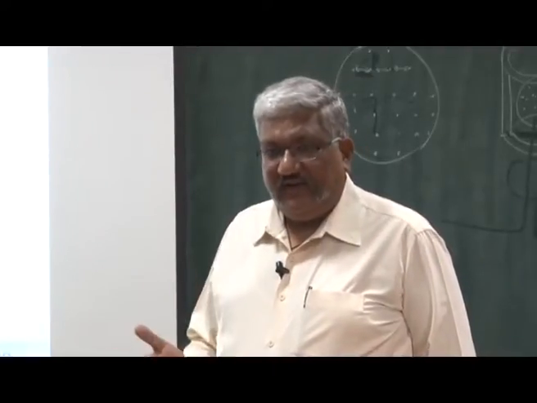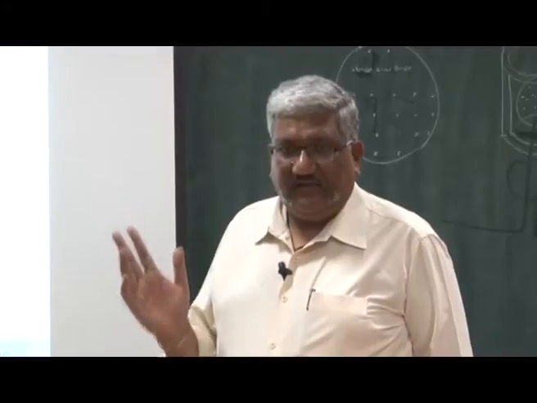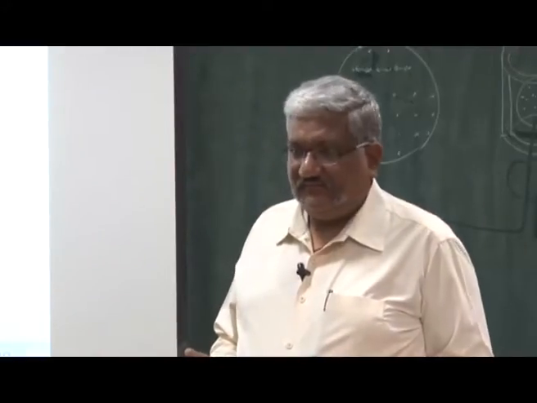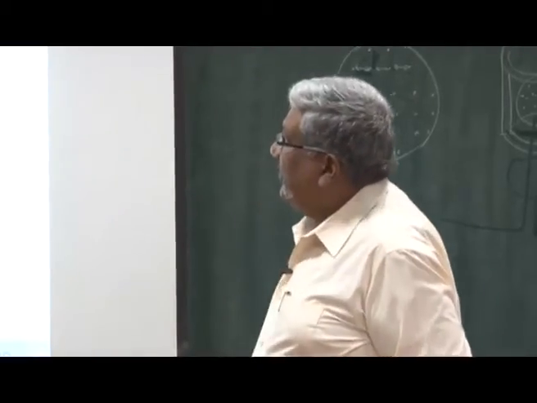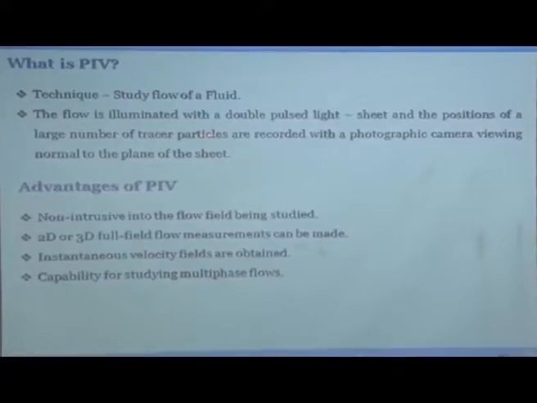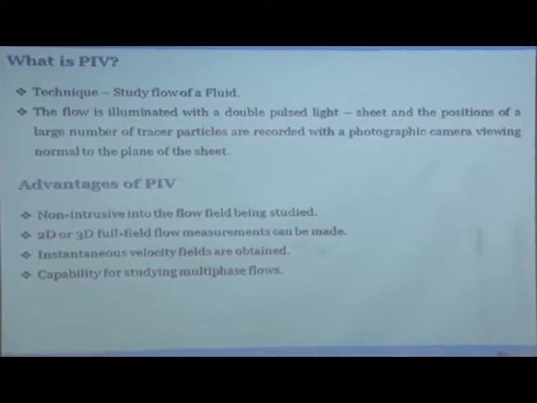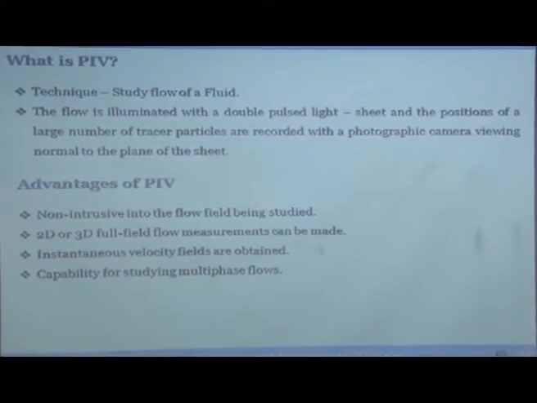Okay. So, if you have understood this, you have understood the PIV; the rest of it is just a story, the details of it. So, basically I will read it again. The flow is illuminated with a double pulse light sheet, and the position of a large number of tracer particles, the particles that you put in the flow so that you can visualize it, are recorded with a photographic camera viewing normal to the plane. So, this is important, that the plane and the camera have to be at a 90-degree angle.